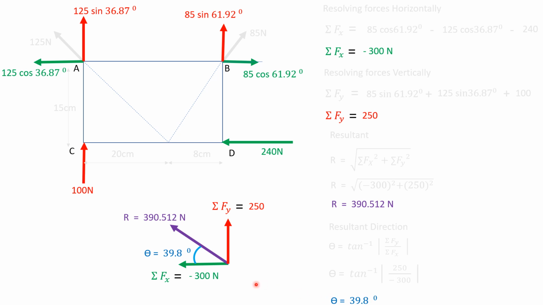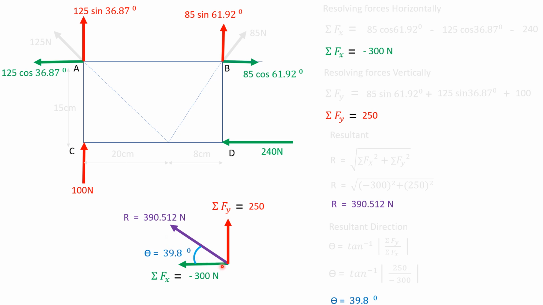Based on summation Fx value and summation Fy value, we can know which quadrant the resultant is in. Summation Fx value we have is minus, so it is directed towards the negative x-axis, and summation Fy value we have plus, so it is directed towards the positive y-axis. So the resultant is in the second quadrant.